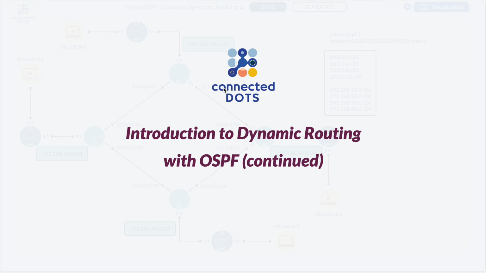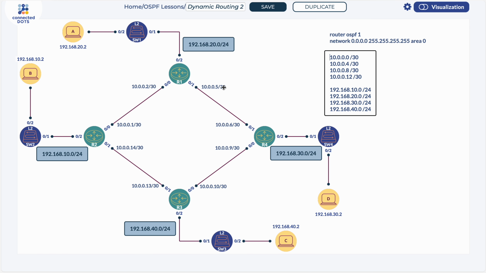In the previous lesson, we looked at a network topology with 4 routers. There were no static routes added on each of these routers, and initially, each of these routers did not know about the networks that were behind any of the other routers. For example, R1 did not know about the networks 192.168.10.0, 40.0, or 30.0. Same thing for R2. It knew about 192.168.10.0, but it didn't know about 20.0, 30.0, and 40.0.